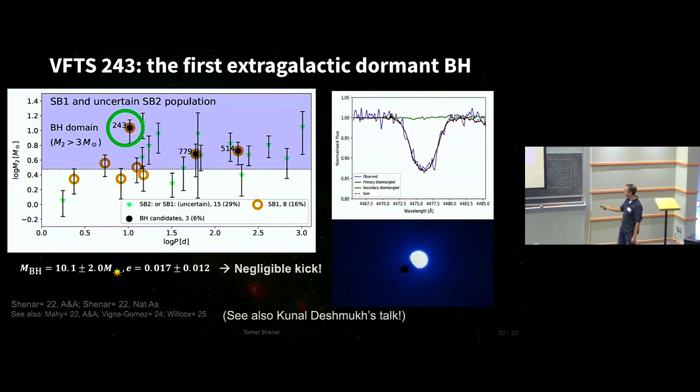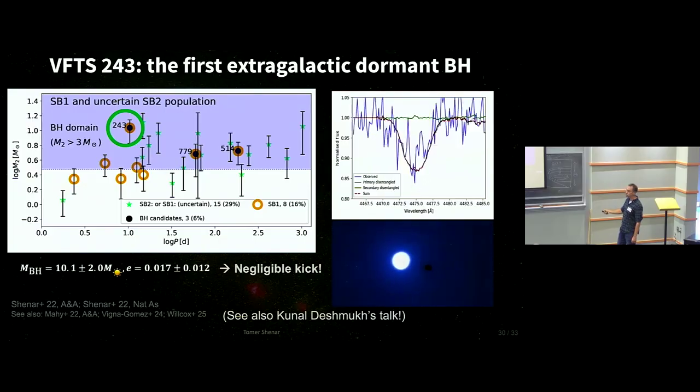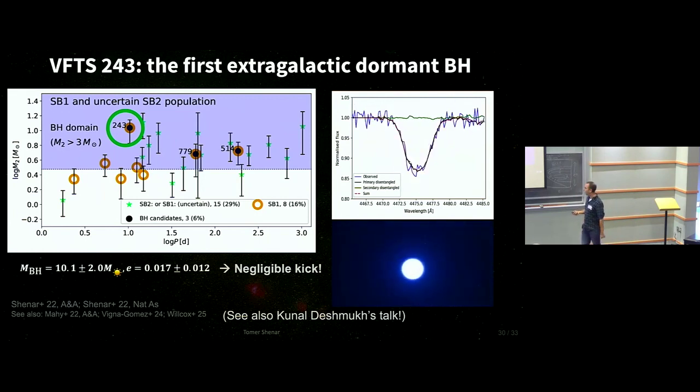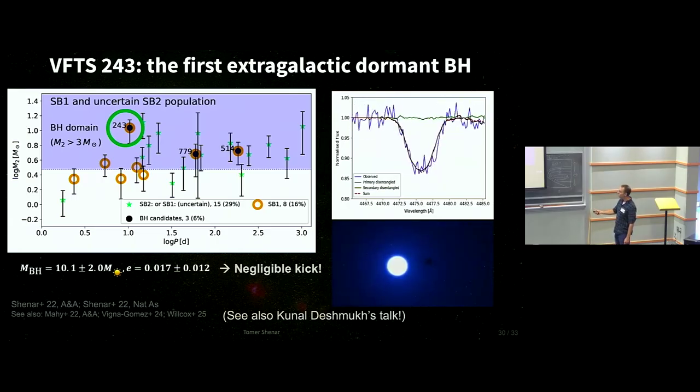This system is especially unique because it has an eccentricity of virtually 0, which tells us that however this black hole formed, it must have formed with a negligible kick. Okay, so this is one of the only systems where we actually know the mass of the black hole, we know the kick history, and we can say some cool stuff about it.